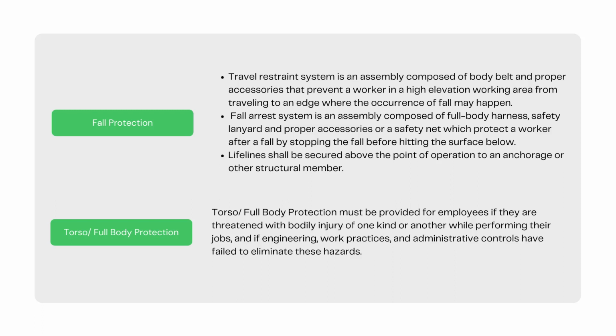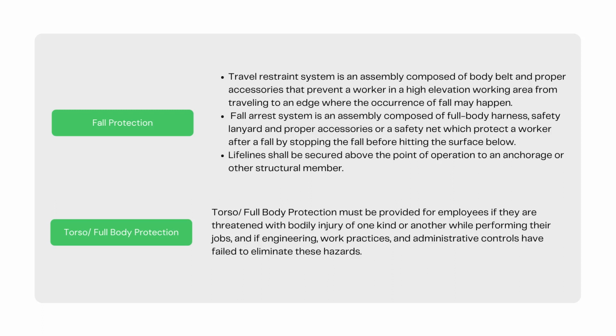Next is the fall arrest system. Fall arrest system is an assembly composed of full body harness, safety lanyard, and proper accessories, or a safety net, which protects a worker after a fall by stopping the fall before hitting the surface below. Next is the lifelines. Lifelines shall be secured above the point of operation to an anchorage or other structural members.